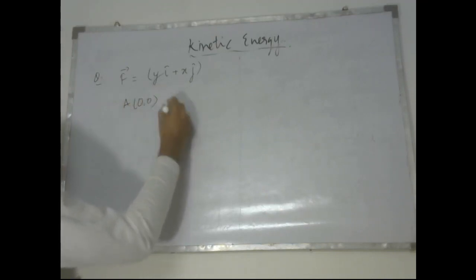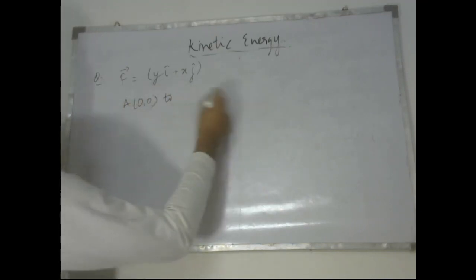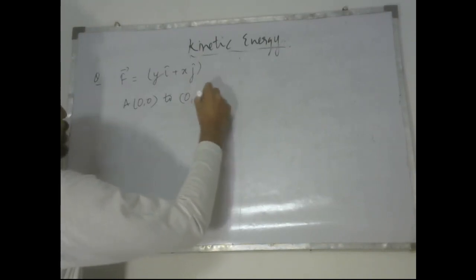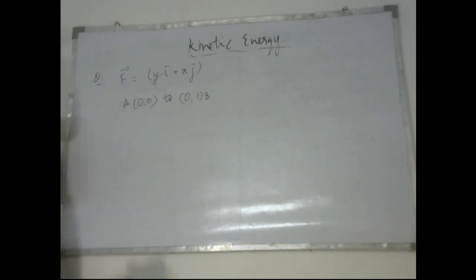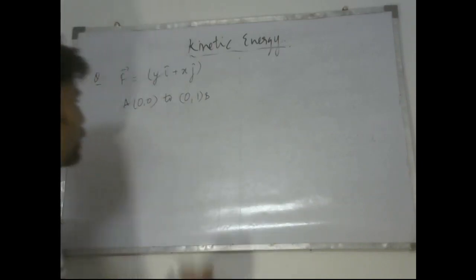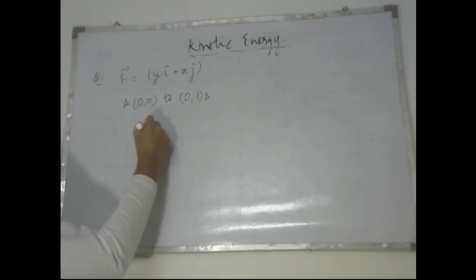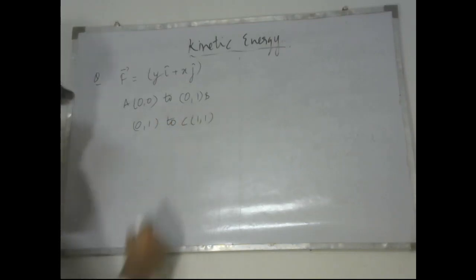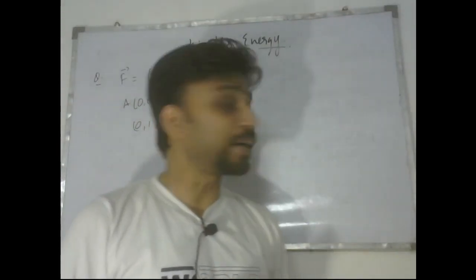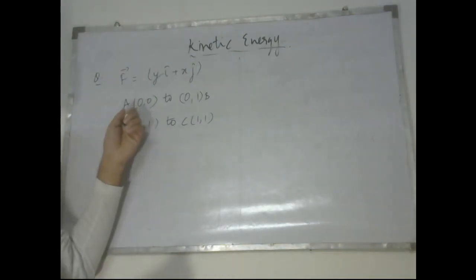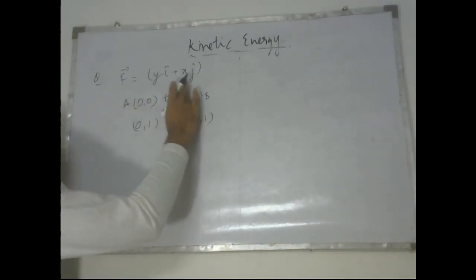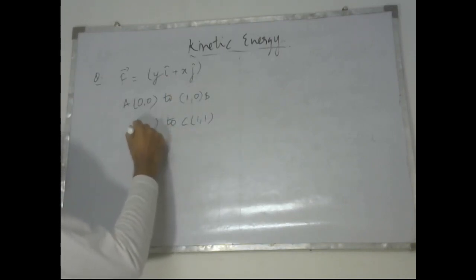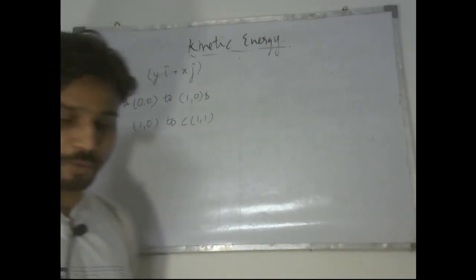So the particle is going from some point 0, 0 to 0, 1, point B. First it goes from 0, 0 to 0, 1, and then the particle goes from 0, 1 to point C, 1, 1. So this is how the path of the particle is. It goes from 0, 0 to 1, 0, and then from 1, 0 to 1, 1.